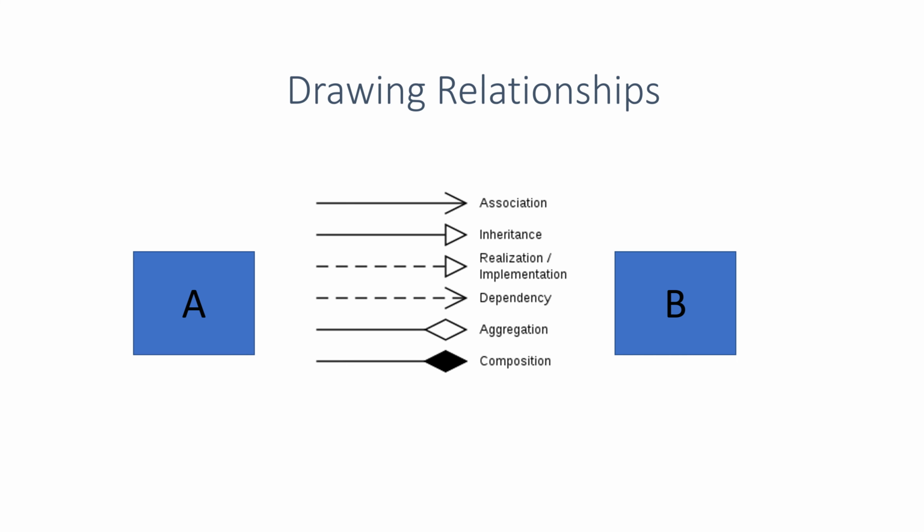The aggregation arrow is drawn with an open diamond, and the composition arrow is a filled diamond. For aggregation, there is a has-a relationship where B has an A. And for composition, take it more like a stronger version of aggregation, where B is entirely composed of A.